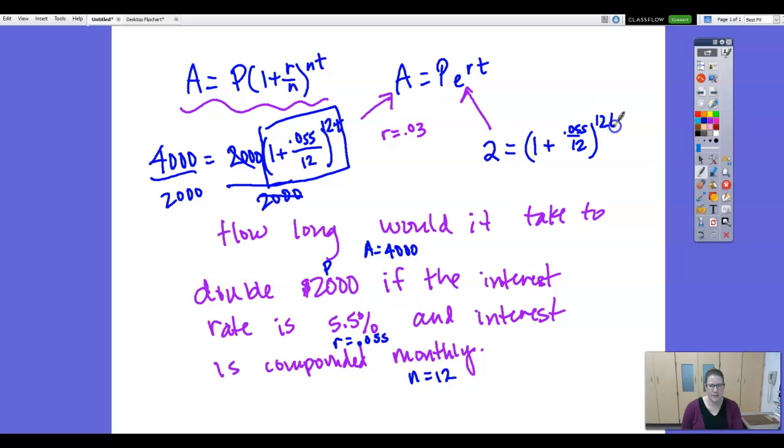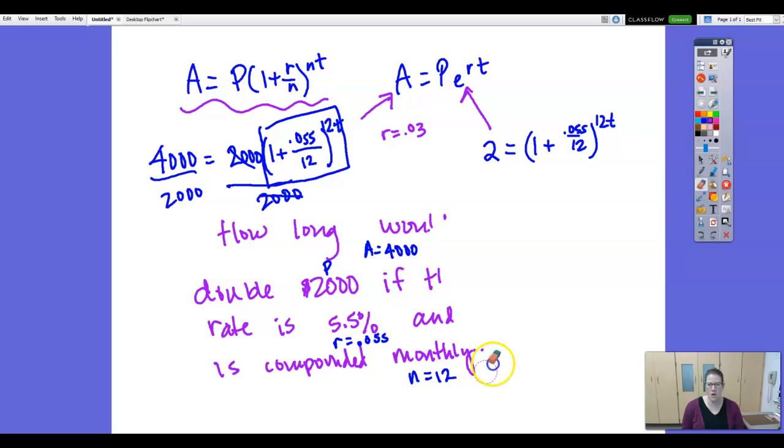Now, because what I'm looking for is up in the exponent, in order to get it out, I'm going to have to change this to log form. So remember, log the base. So let's actually calculate what the base is. 1 plus 0.055 divided by 12 is equal to 1.0046. So I could write this as 2 equals 1.0046, rounded. So that's just this part right here, 1 plus that equals this, and that would be raised to the 12t.